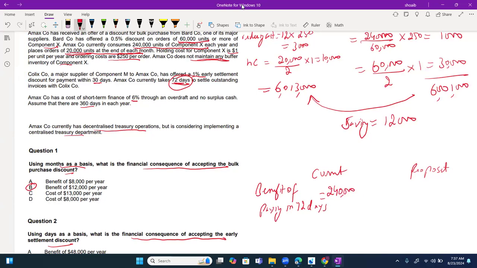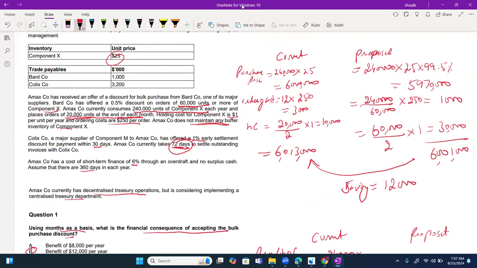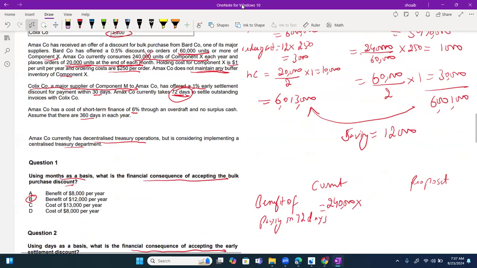This is your purchases, 240,000 units. No, it's component M. College company, a major supplier of component M. We can't take this 240. This was component X. Okay, college company payables are given, 3200. So payables are already given. Multiply it with overdraft cost 6%. How much you are saving if you pay after 72 days? 192. You are saving 192.